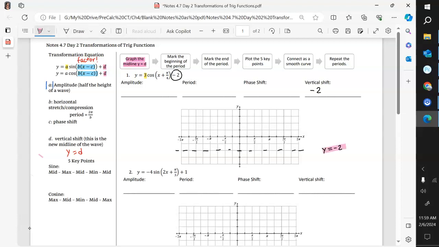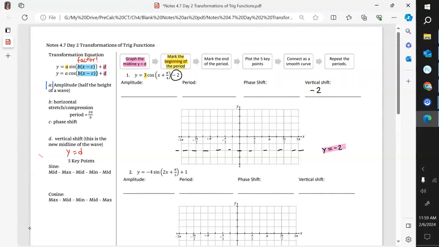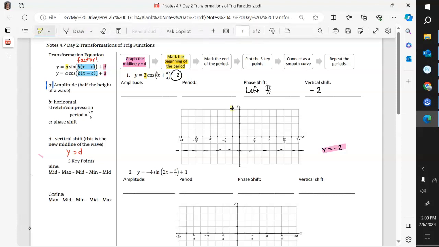And the next thing I'm going to do is mark the beginning of the period. So the beginning of the period is going to be based on the phase shift. Normally I would have to factor, but because this is a 1 in front of that x, there's nothing to factor out. So my phase shift is horizontal. It's going to be not right pi over 4, it's going to be left pi over 4. So I'm going to mark the beginning of that period. I'm going to start right here. This is the beginning of one of my periods.